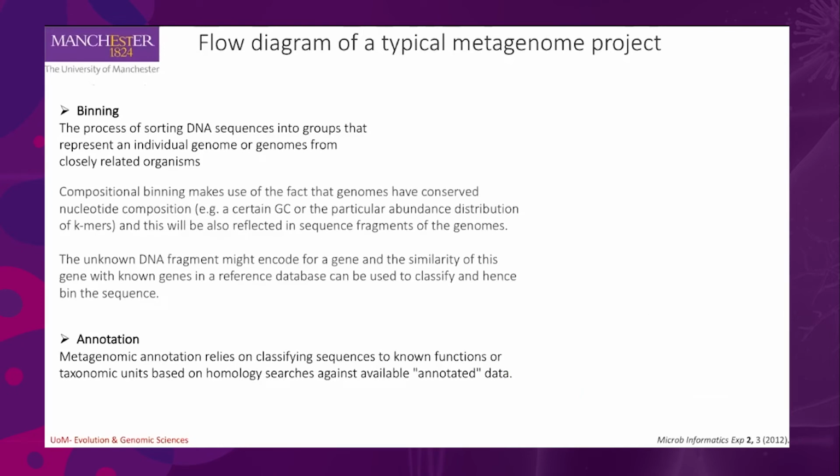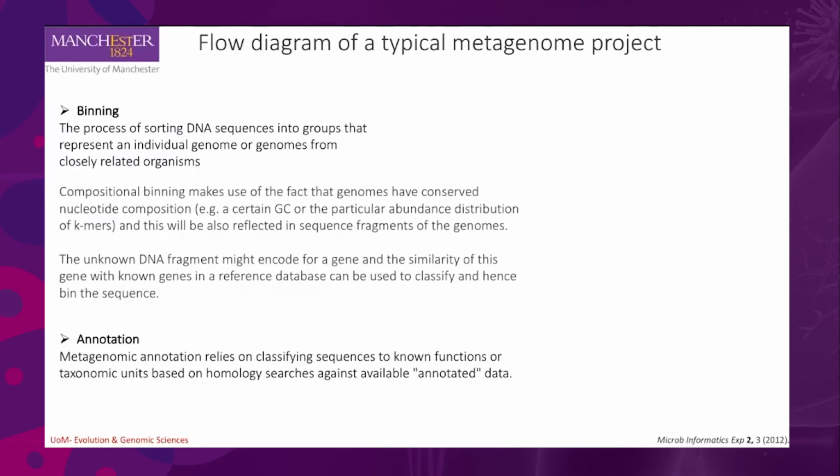After the assembly process, we have binning. Binning is the process of sorting DNA sequences into groups that represent an individual genome or genomes from closely related organisms. We have different ways to do the binning. Compositional binning makes use of the fact that genomes have conserved nucleotide composition, and this can also be reflected in sequence fragments of the genomes.